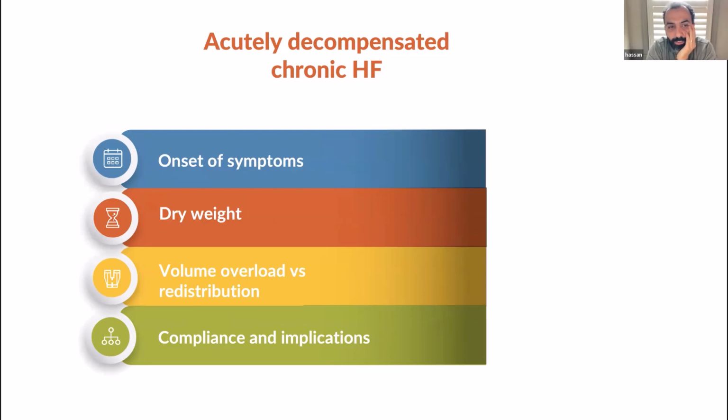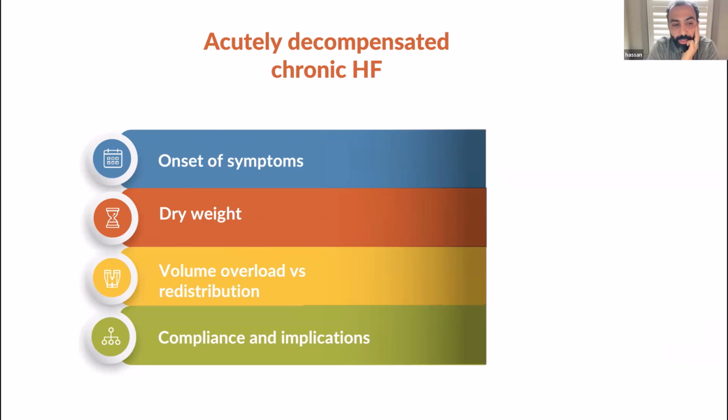With an acute decompensation, we have to look at the onset of symptoms. It's very important because it can tell us if it was soon after discharge, which means it was not effective diuresis during the admission. And if it started, for example, 2 or 3 weeks after discharge, then the home diuretic regimen is not enough. It's not suitable for this patient. So we have to really focus on the onset of symptoms and how did they start?